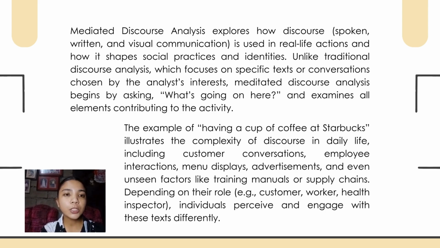For example, the text uses the activity of having coffee at Starbucks to show how communication is everywhere and contributes to different aspects of the experience. It includes obvious things like conversation between customers and employees, the menu or advertisements, as well as less visible elements like employee training manuals, or how the coffee beans were ordered. Each person's role, whether they are a customer, an employee, or a health inspector, shapes how they interact with and understand these forms of communication.